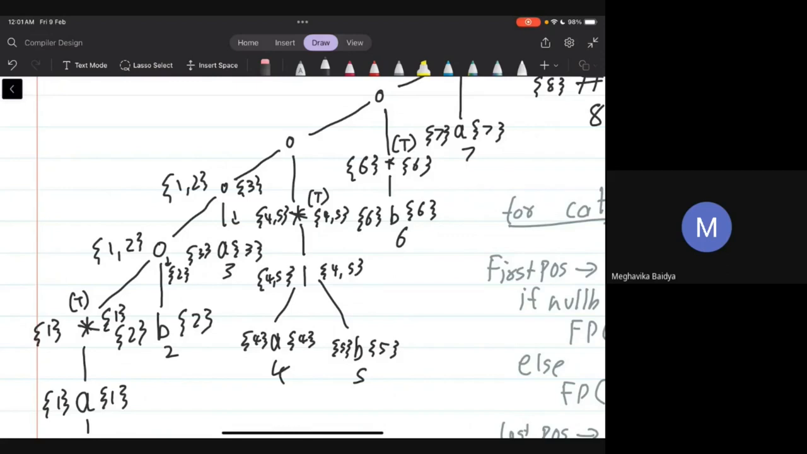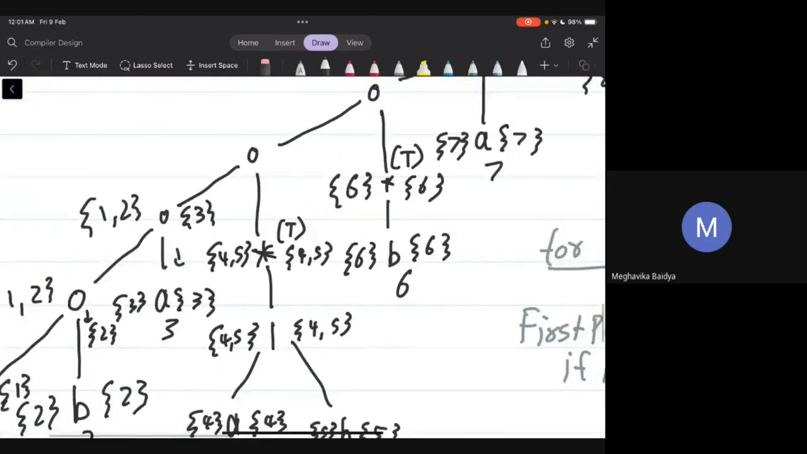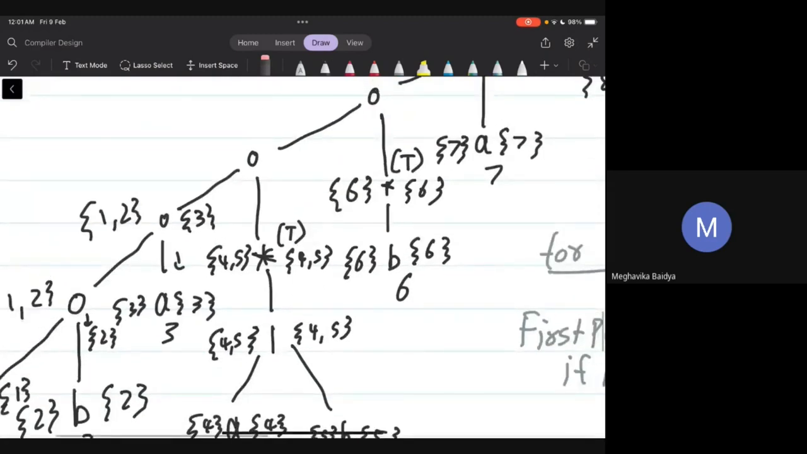Then the first case will be considered like the union of first pos. Yes. Understood. And now we come to this concatenation. Here, the left node, if you see, the nullability of the left C1 is false, so you just take 1, 2. But the nullability of C2 is true, so you take the union of 3, 4, 5.